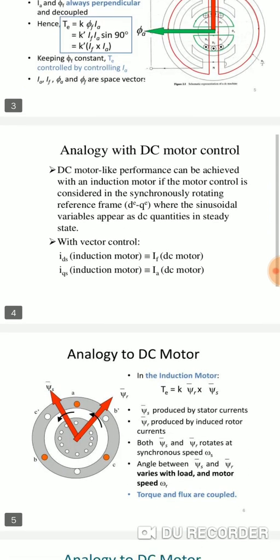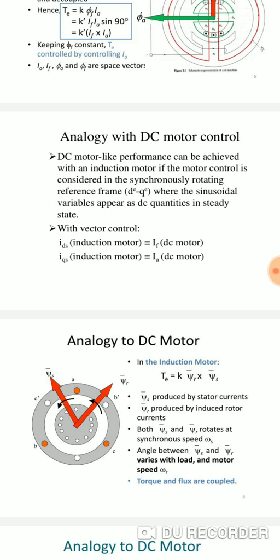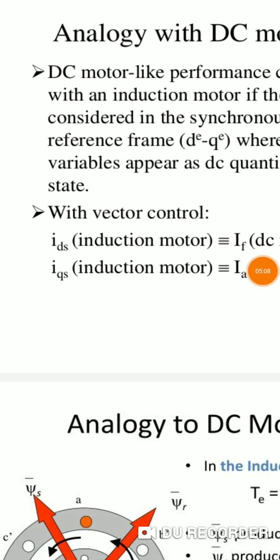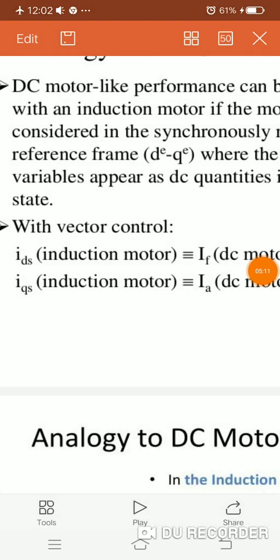So here in the induction motor also we are converting the three phase supply into the two phase, that is nothing but the D component and the quadrature component, that is the direct axis component and the quadrature axis component in the synchronously rotating frame. So in the vector control, we are having two components. One is the direct axis component, another one is the quadrature axis component.